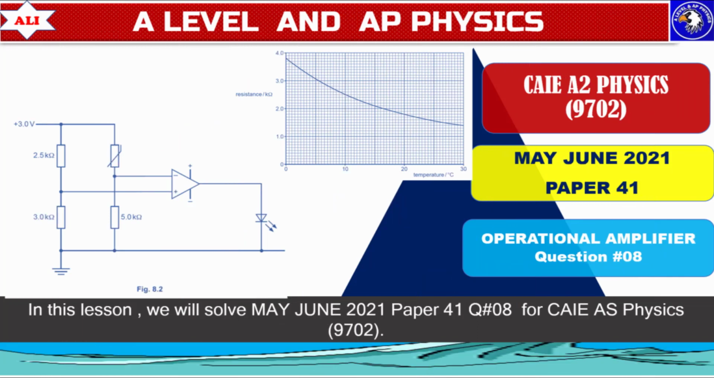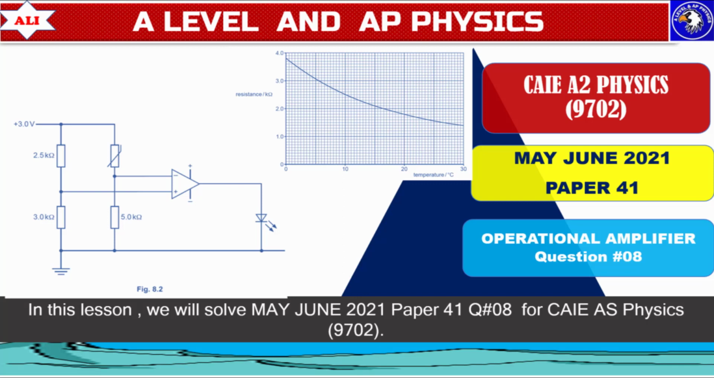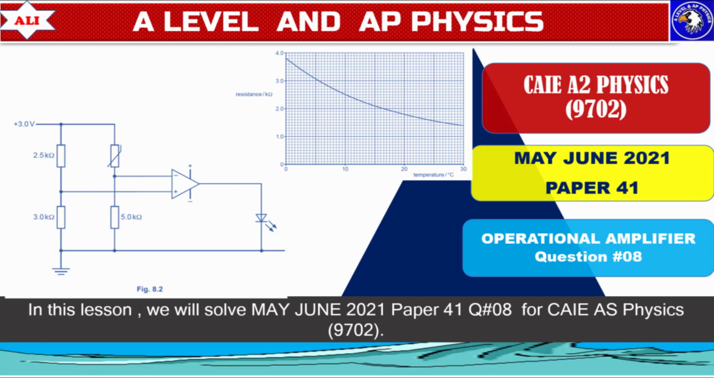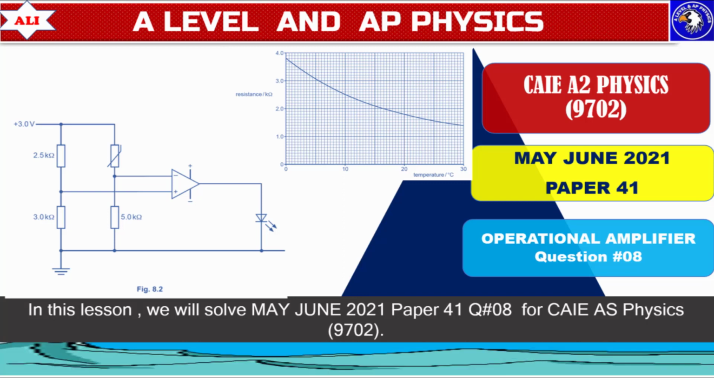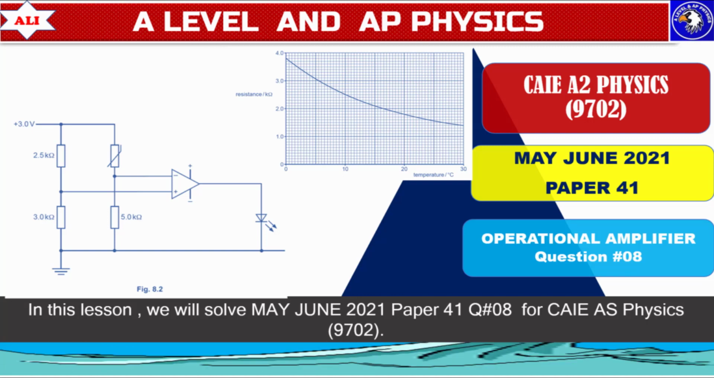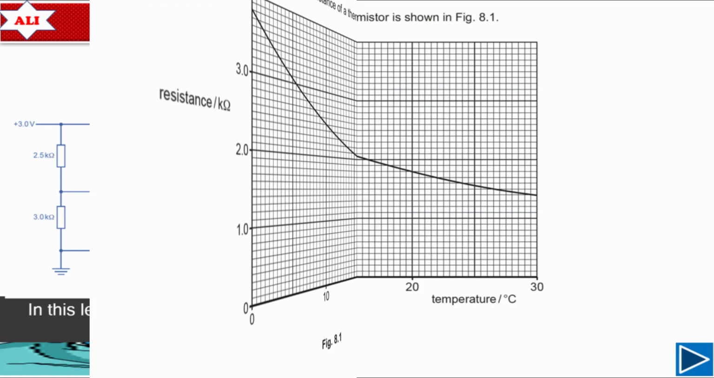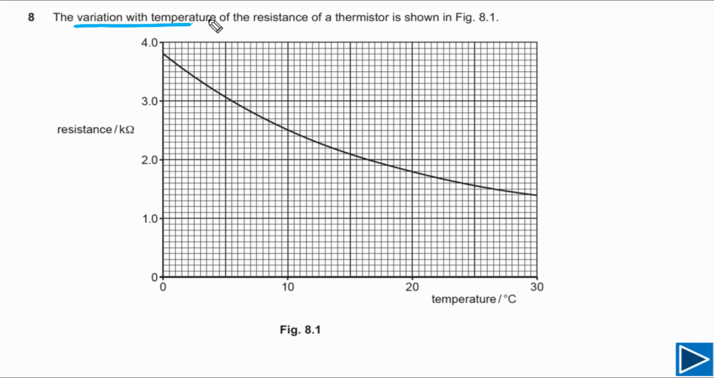In today's lesson, we will discuss one very important question on operational amplifiers, and this question is from May-June 2021, paper 41. For question number 8, the variation with temperature of the resistance of a thermistor is shown in figure 8.1. This is figure 8.1.